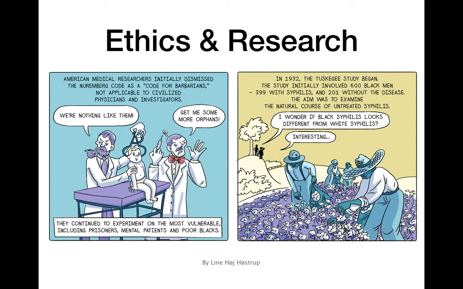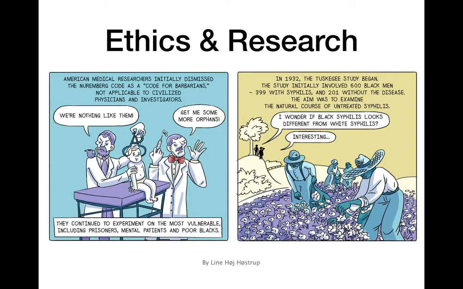An example of this is a study that began in 1932 and lasted for a very long time, to the 70s, the Tuskegee study. It's a famous study for its ethical horribleness. It had 600 Black men involved with it. 300 of them had syphilis, and 201 did not have syphilis. And they wanted to see what would happen if someone got syphilis and didn't get treated.